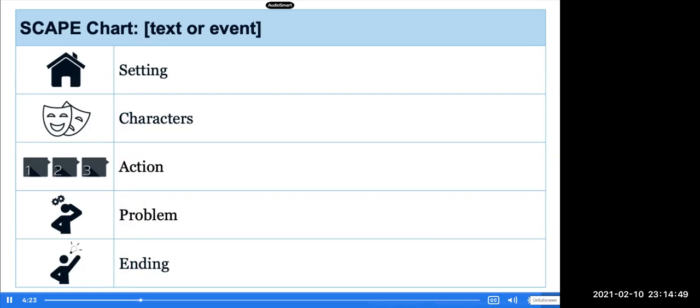It's important to remember, especially now that you're in second grade and reading longer, more complex stories, that these story elements don't always appear in order. You might see a problem before an action. You might not meet all of the characters until the very end. You're really going to have to pay attention, and that's where SCAPE comes in really handy as a strategy.